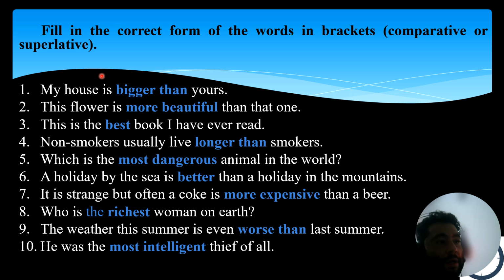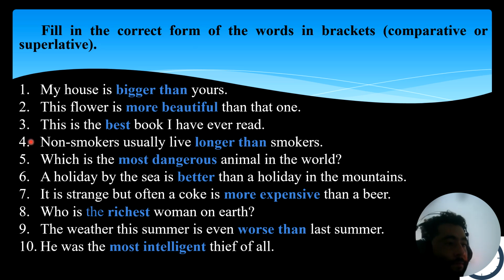In number one, my house is bigger than yours. In this case, we're comparing two houses, for example, two objects. Number two, this flower is more beautiful than that one. Again, we're talking about two flowers, but we're using beautiful, which is a long adjective. We need to use more. Number three, this is the best book I have ever read. From all the books in my life, this is the best.